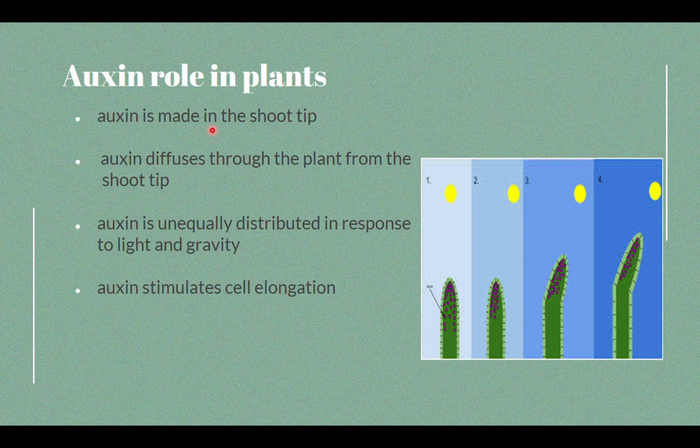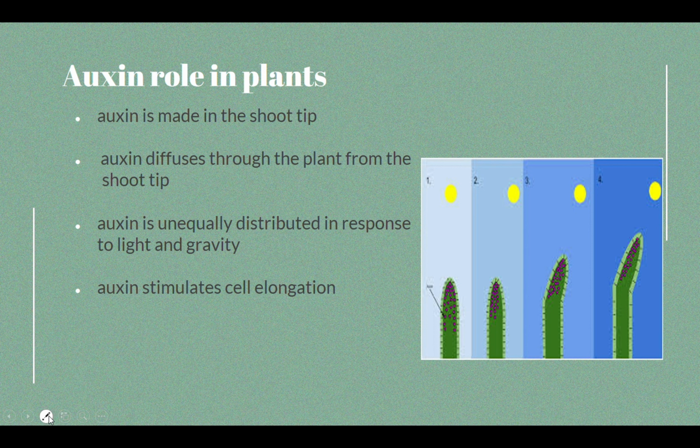So it is made in the shoot tips. So here's the tip of the shoot, as you can see. It grows in a certain way according to a certain stimulus. Auxin diffuses through the plant from the shoot tip. So it would diffuse downward, as you can see here. Here we have some small dots down there, but here it's different depending on different stimuli.